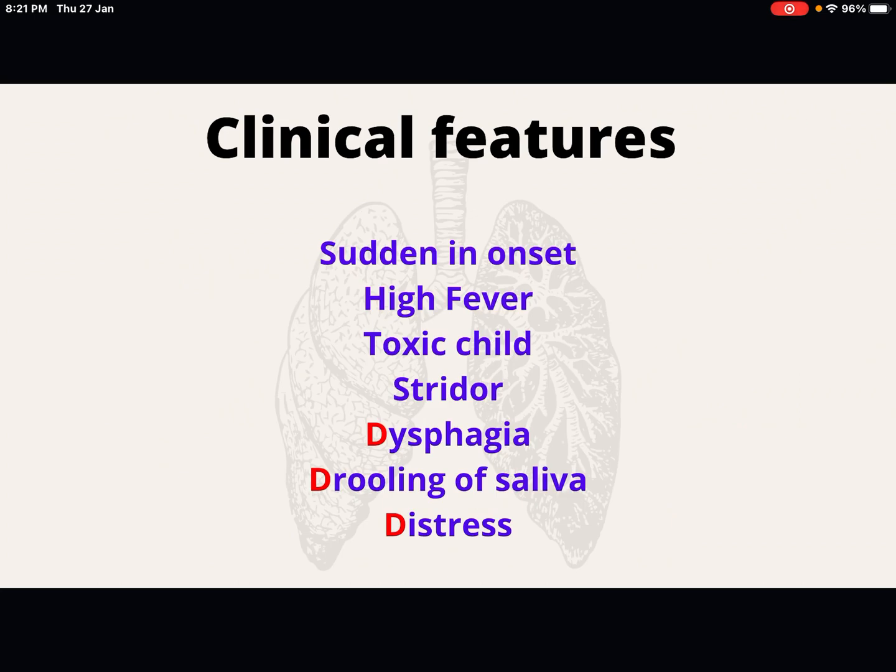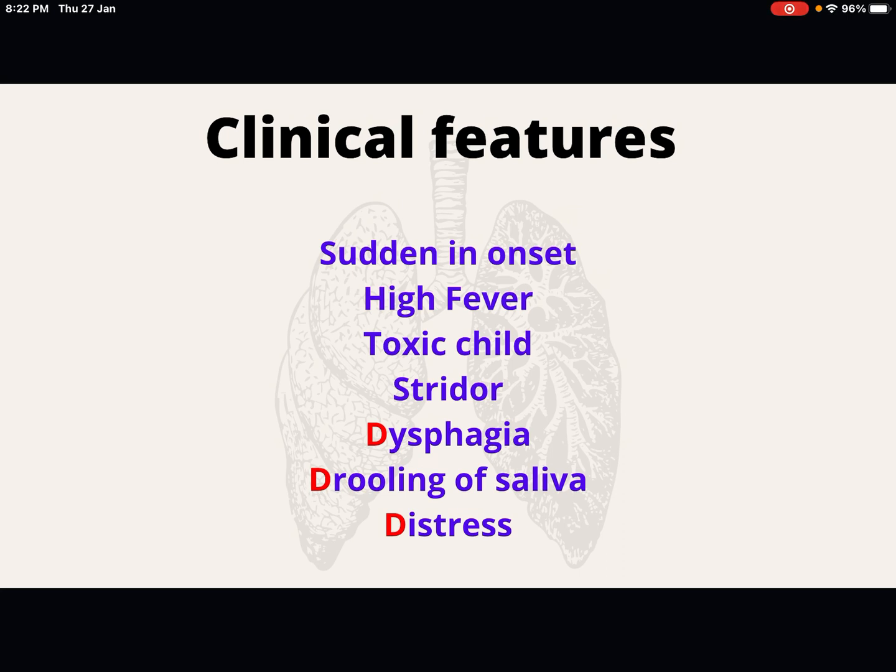This condition is sudden in onset, and there will be high fever, and the child will look toxic. These are the three things that you have to keep in mind. And stridor should be there obviously, because there is a blockage in the upper airway.